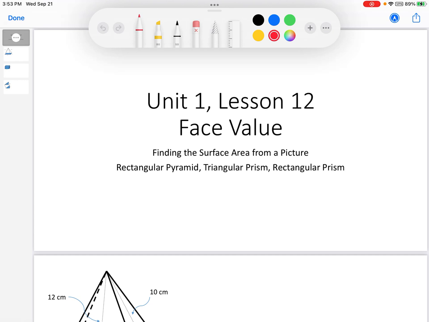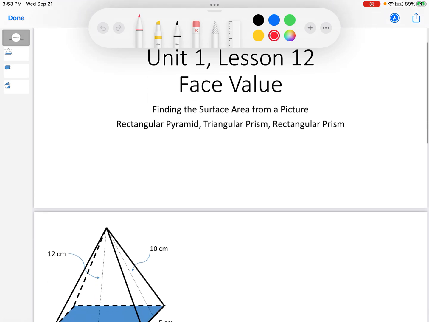This video is about Unit 1, Lesson 12, face value. The whole idea of this is that we are going to be finding the surface area of a prism or a pyramid from a picture without a net. You can also find it using a net, but you'll have to draw it yourself. I'm going to show you how to do it without a net. All right, let's get started.